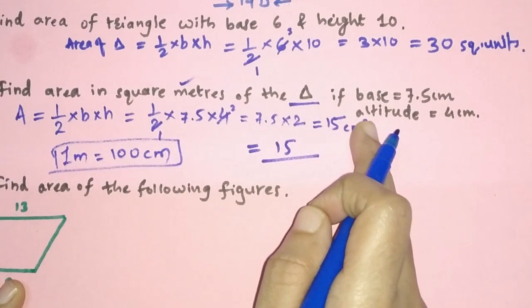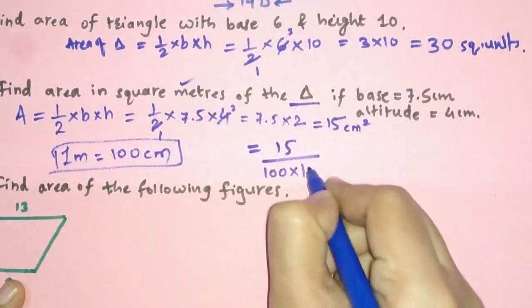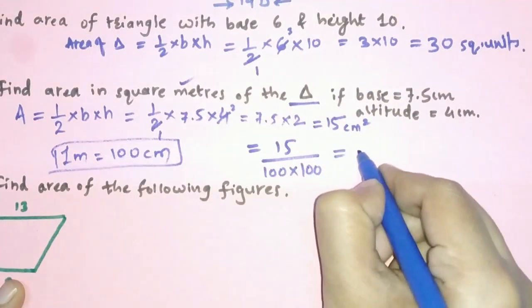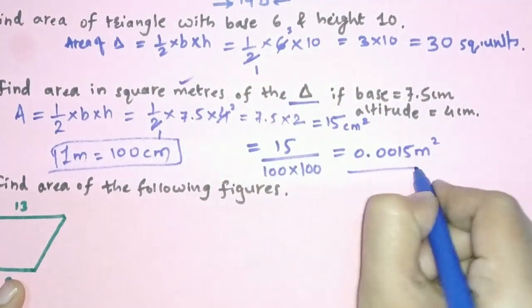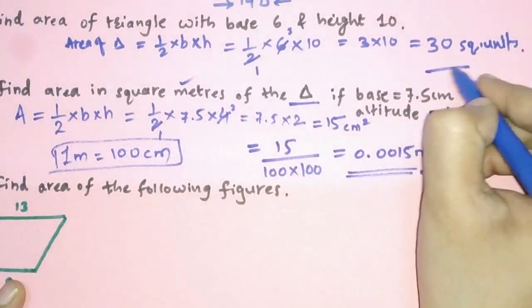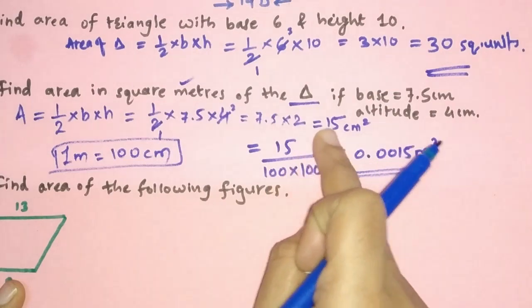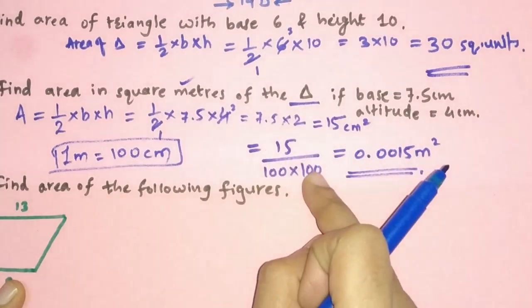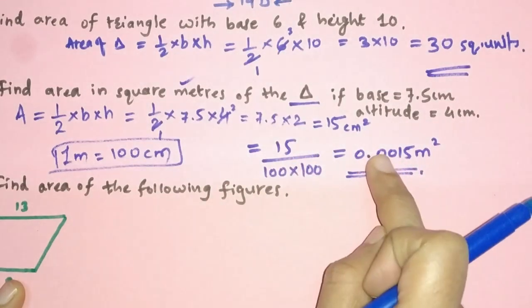So we want to convert into meter square. So we'll take 100 multiply by 100. So we'll get 0.0015 meters square. This is the final answer. Removing zeros means giving a decimal from the right hand side. So in 12340, from the right, 1 2 3 4, we put a decimal here.